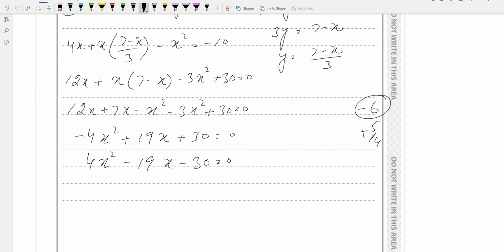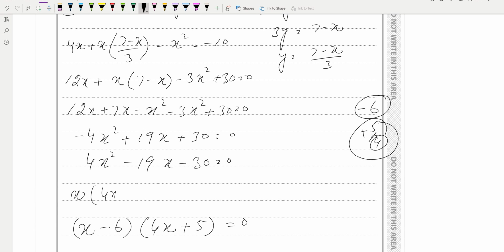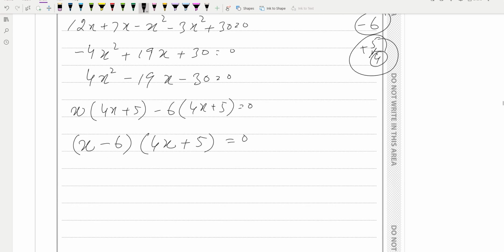So we'll change the sign first: minus becomes plus, and we utilize 6. I'm keeping a gap for one step, and we write x minus 6, and for the second value we write 4x plus 5, equal to 0. The intermediate step is x into 4x plus 5 and minus 6 into 4x plus 5 is equal to 0. That's all. This is the working which we have provided.